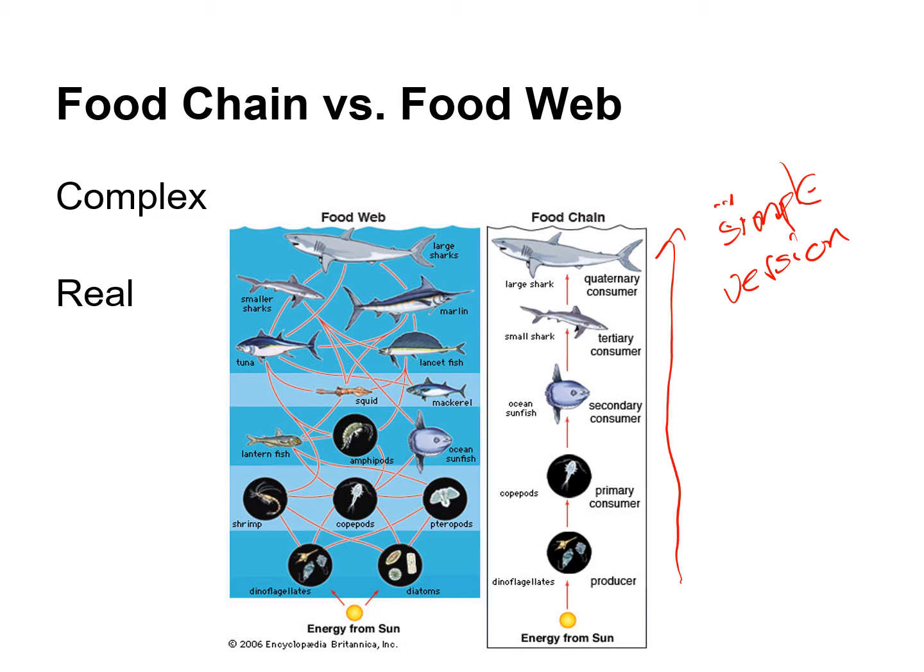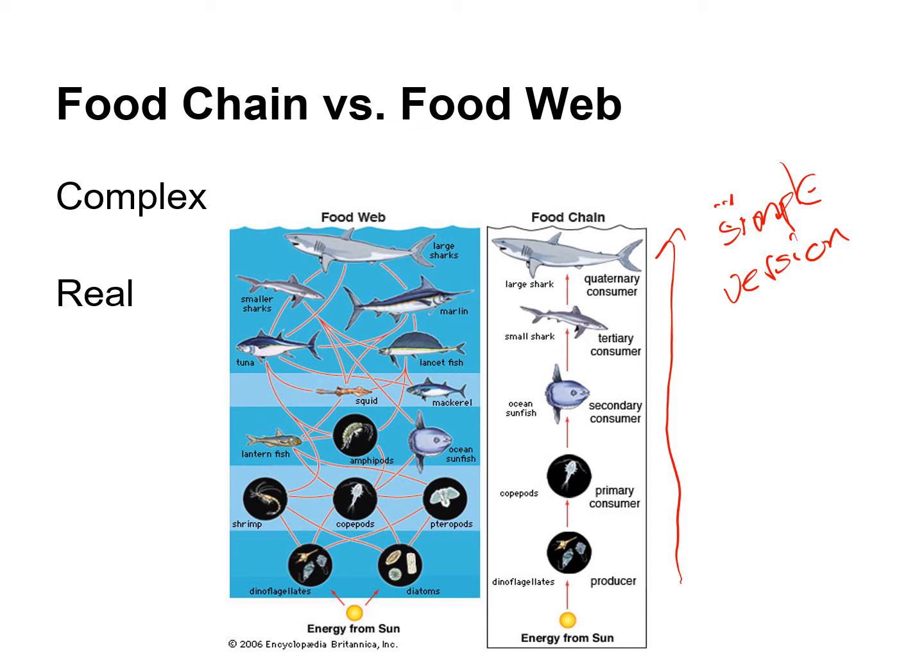Lots of different things are going to consume sunfish. Lots of different things might consume that smaller shark. This large shark is going to consume lots of different animals in the ocean at lots of different levels. So the food web is more complex and it's more real. You can see how things are wrapped around each other and things can jump levels. They may be a primary consumer in one path, or a secondary consumer in one pathway, but a tertiary consumer in another pathway.